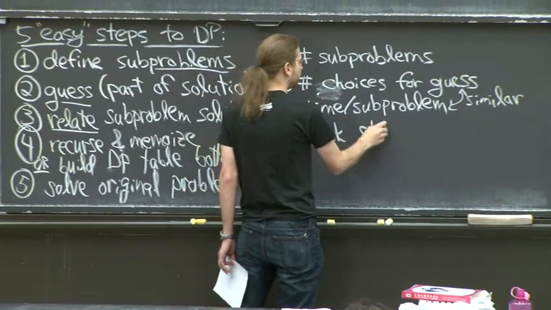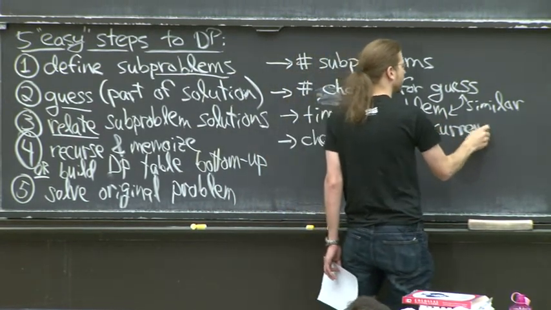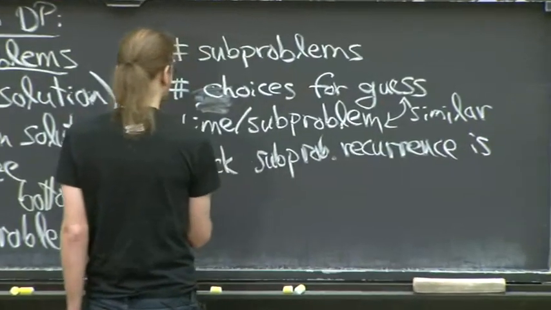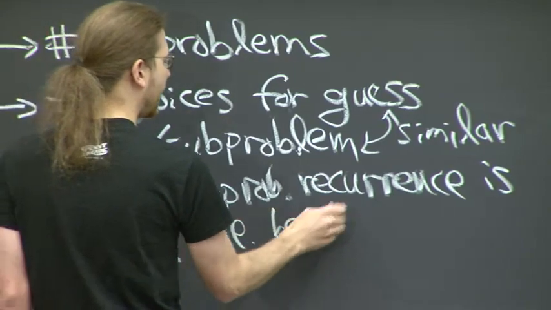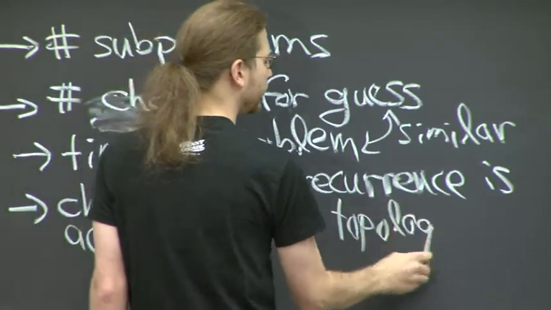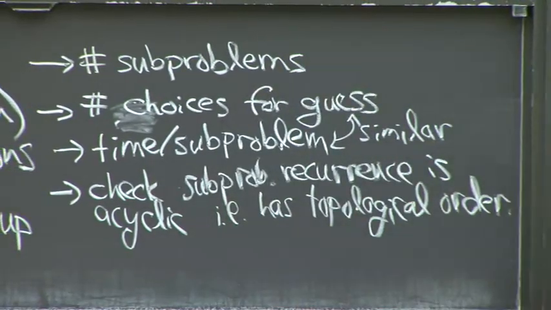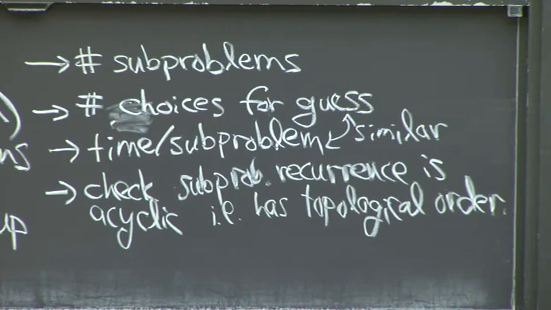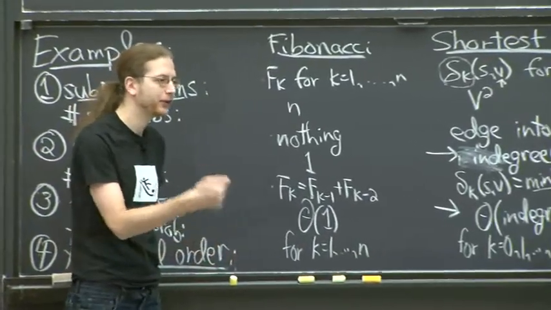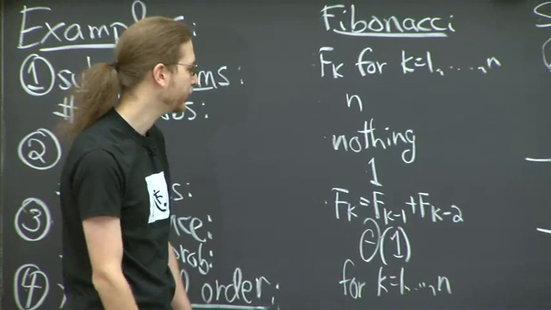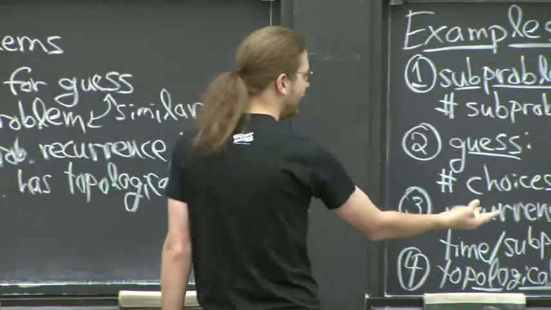is that the subproblem recurrence is acyclic. In other words, that it has a topological order. So we can use topological sort. We don't actually use topological sort algorithm usually. You can just think about it. In the case of Fibonacci numbers, it's clear. You want to start with the smallest one and end up with the biggest one. You can't do the reverse, because then when you're trying to compute the nth, you don't have the ones you need, the n-1 and n-2. But if you do it in this order, you always have the one you need by the time you get there. In general, there's a DAG there.